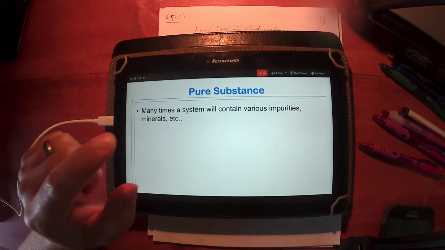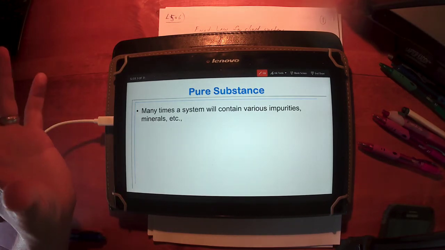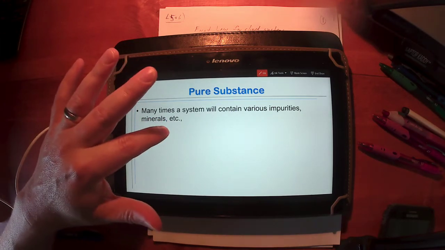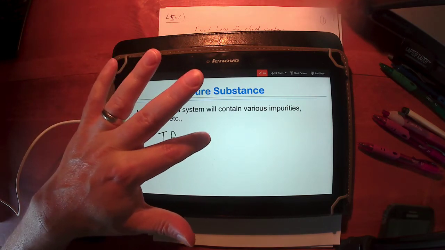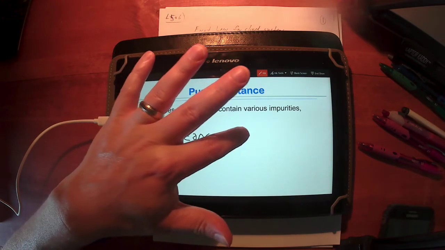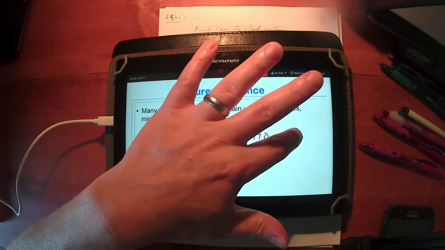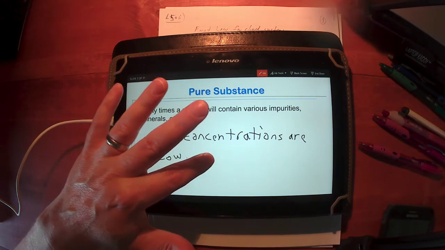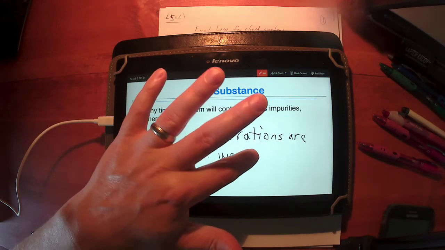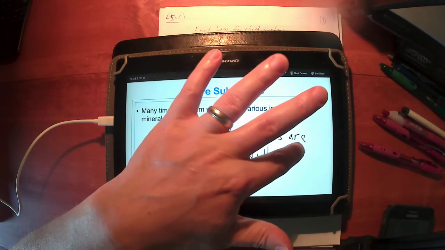However, the impurities, the minerals, the salts, whatever it happens to grab onto and leach into it, as long as the concentrations are low, we will neglect them. And that's common.